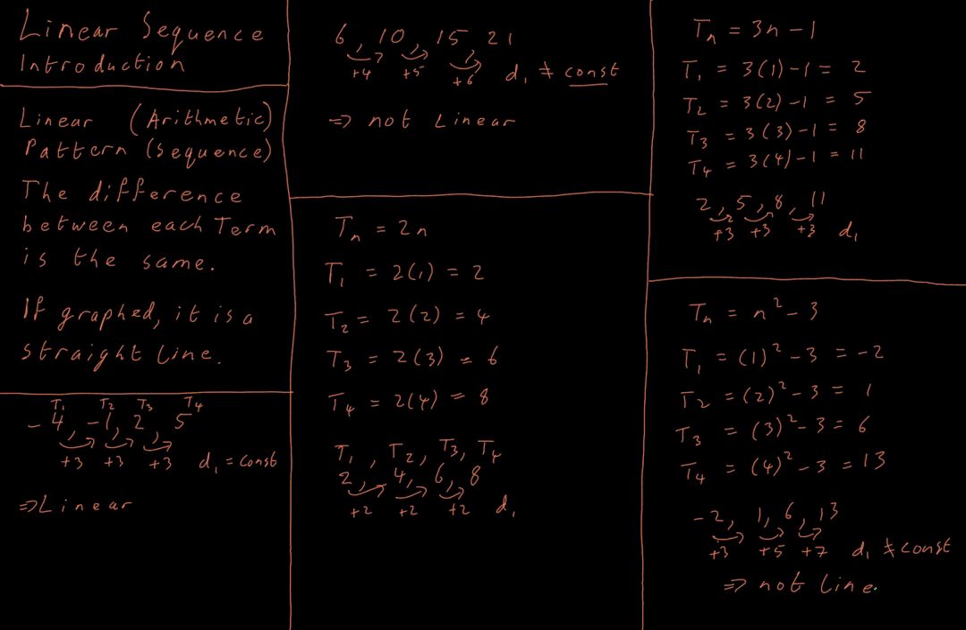This is very important to have in the back of our minds as we go forward, that this constant difference between our terms, that the difference is always the same between each one of our terms, gives us a constant slope, gives us a straight line, gives us a linear pattern. And that's what we need for now.